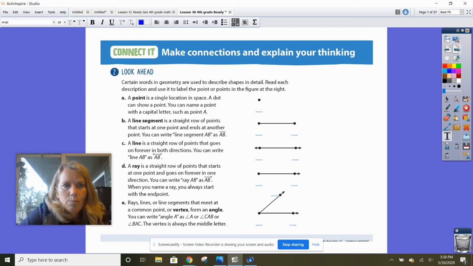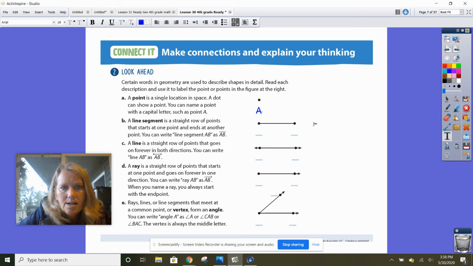Certain words in geometry: a single point in space, a dot, can show you a point. You can name a point with a capital A, such as point A. This isn't like a match across, this one's literally going to be that one. And you want to use capital letters when you do geometry. You can name it any letter. They're just suggesting that you call this one point A. So that's a point, labeling points.